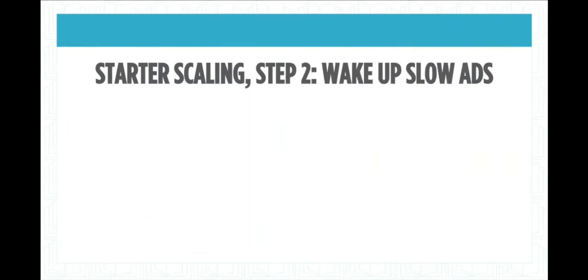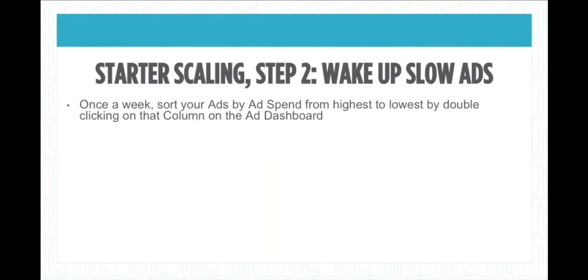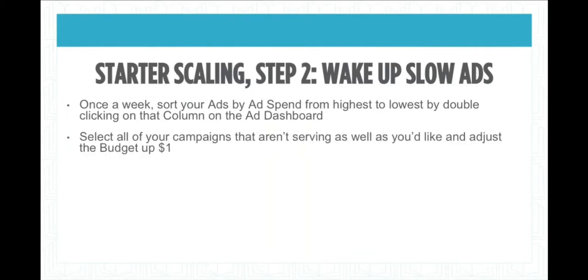Step 2, waking up the slow ads. So once a week, you can go with the plan, the wake up plan, sort your ads by ad spend from highest to lowest. The way you do this, you go into your ad dashboard, you double click on ad spend, and then that will sort your ads from the ones that are spending the most to the ones that are spending the least. You don't need to wake up the ones that are spending the most, so you start your attention on the ones that are asleep. And I am going to show you an easy way to do that.